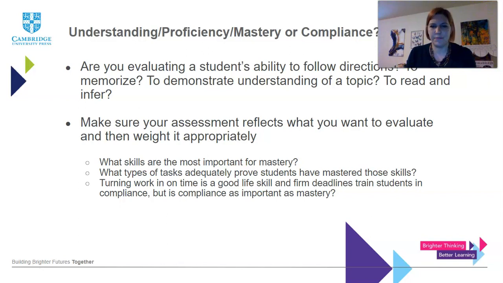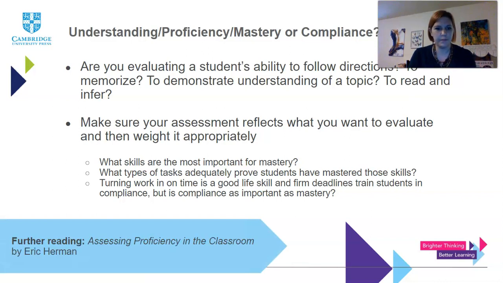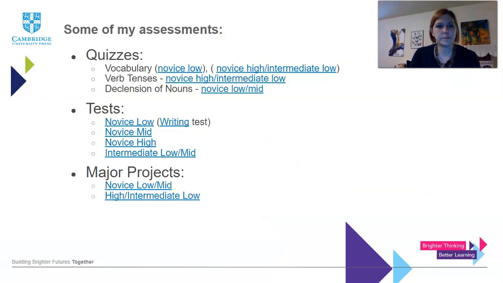Sometimes a kid's going to leave something at home, or they might have moved from their mom's house to their dad's house and accidentally left their book at home, so they couldn't do the homework. These things happen sometimes. If it's a pattern of behavior, that's a different thing. But if it happens once, is it really worth dinging, taking a whole half off their grade? It's something to think about. Assessing Proficiency in the Classroom by Eric Herman talks a little bit more about these skills that demonstrate mastery.